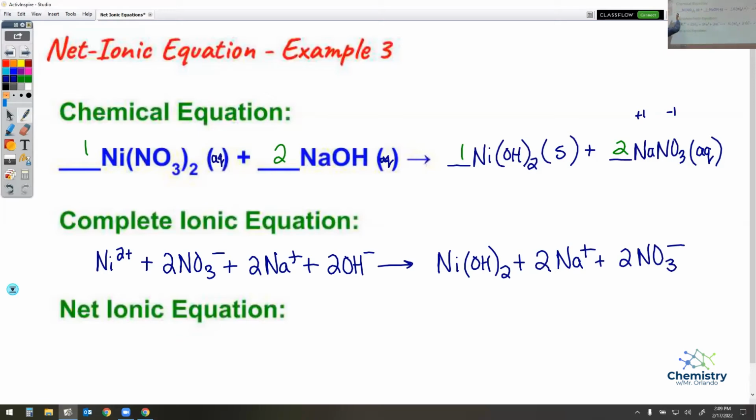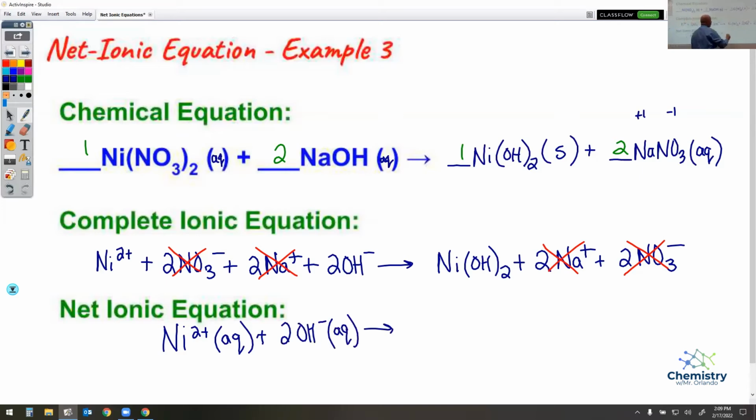Eliminating spectator ions. We have 2 nitrates, 2 sodiums. So the only thing that's left are the actual ions that change from reactant to product side, our nickel 2 plus ion plus our 2 hydroxide ions, which come together to form our nickel hydroxide.